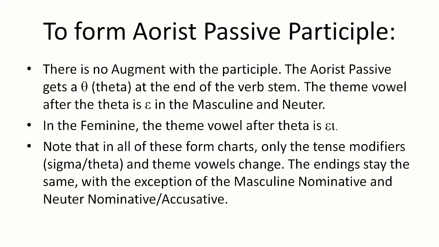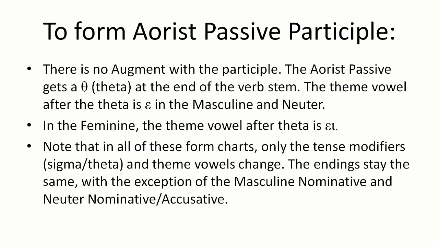Again, there is no augment with the participle, so your aorist passive does not get an epsilon at the beginning, but it does get the theta at the end of the stem, just like in the indicative. The telltale sign of the aorist passive is a theta at the end of the verb stem. Your theme vowel after the theta is going to be epsilon. Where we had omicrons in the present and alphas in the aorist, we're going to have epsilons in the masculine and neuter. In the feminine, the theme vowel after the theta is epsilon iota.